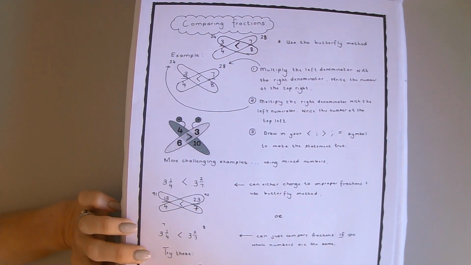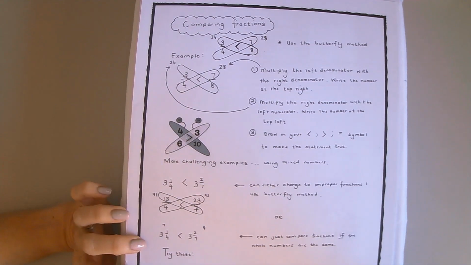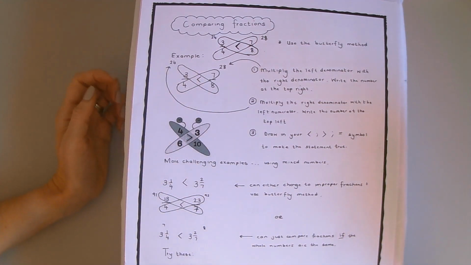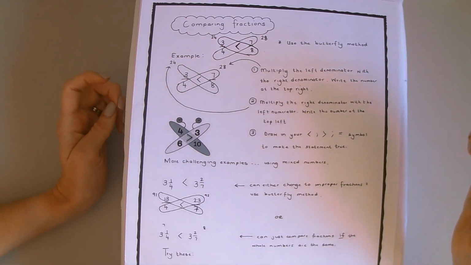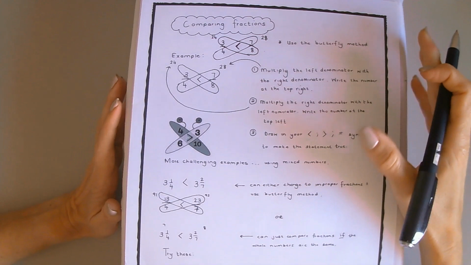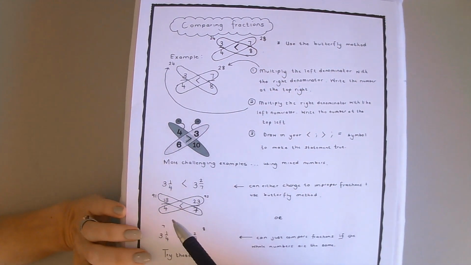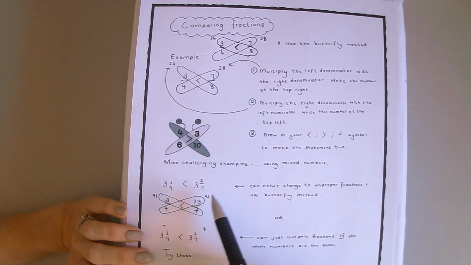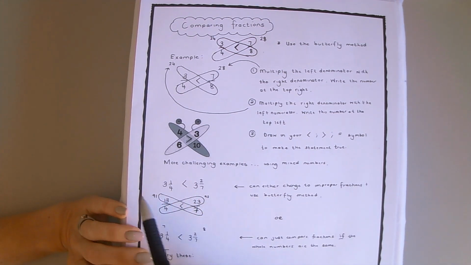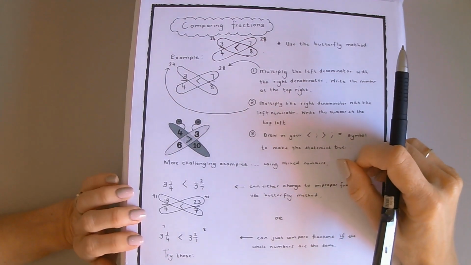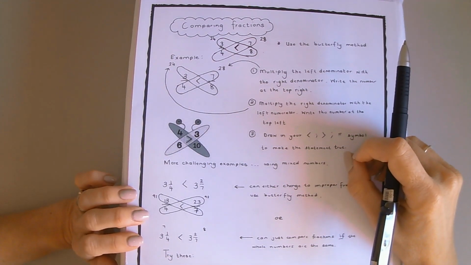Now sometimes it's very simple. Sometimes you can see automatically whether one is bigger than the other. But if you can't and you want to be sure of it, use this method because it's very, very quick and it's very easy. Even if you don't draw your butterfly in, if you just go 4 times 23 is this, 7 times 13 is 91, and then you've got your answers and you can find it quite quickly.